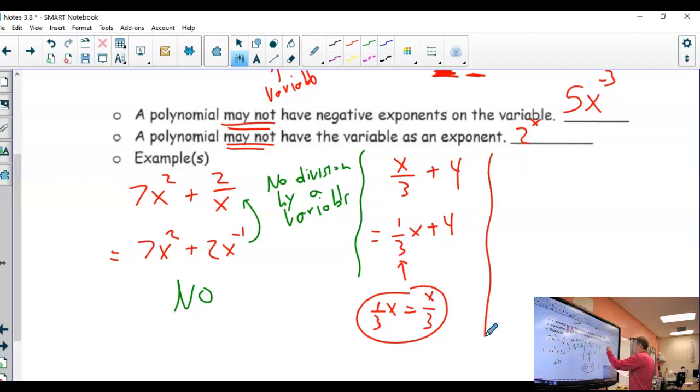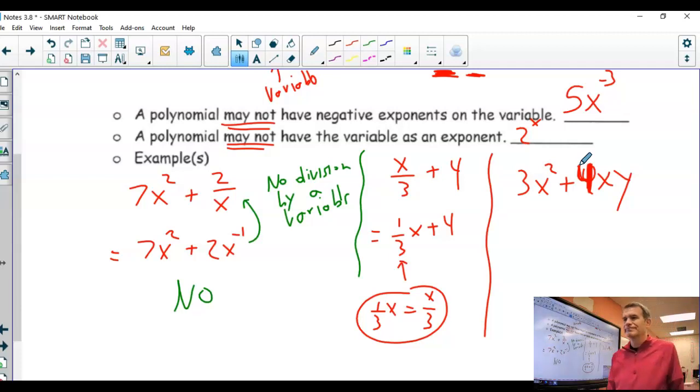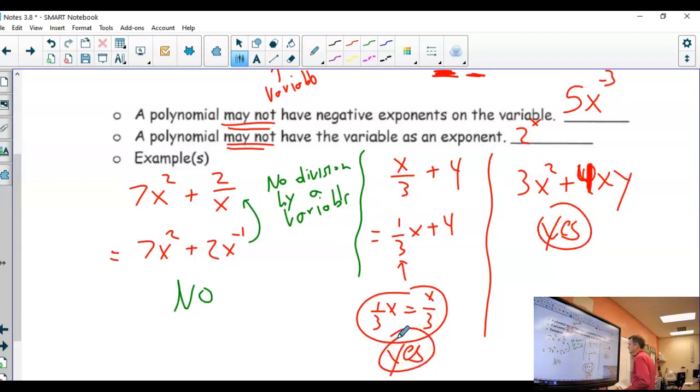And then also 3x squared plus 4xy. It's okay to have more than one variable. It's okay to have more than one variable on a term. That's probably good enough. So this is yes. This one is yes. The first one is no because you had a negative exponent. And you can recognize a negative exponent because there's a variable in the denominator.